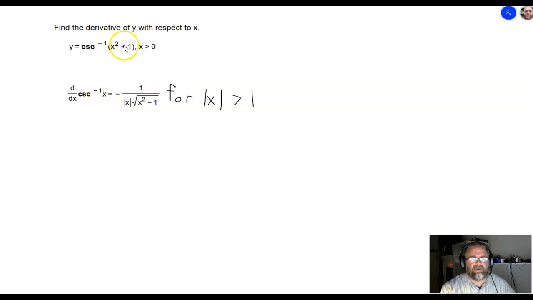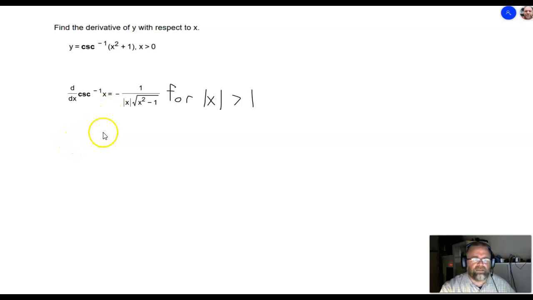But notice that we don't have an x here, we have an x squared plus 1. So we're going to need to apply the chain rule, since we have something other than just an x in there. That means not only do we have to find the derivative like this, then we have to multiply it by the derivative of the inside function too. So let's go ahead and get that started.